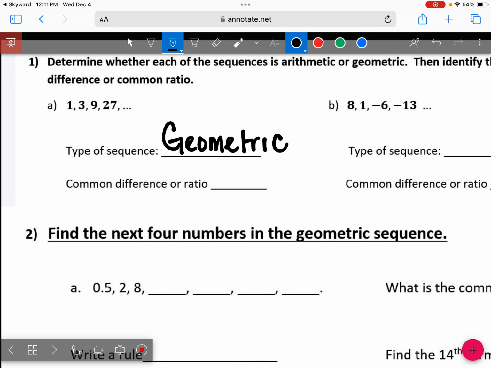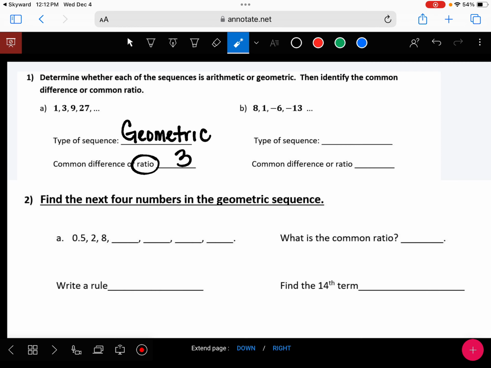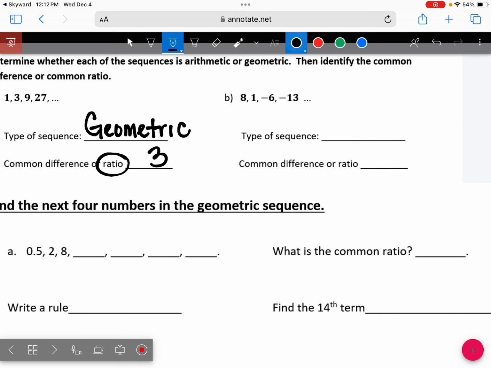And if it's a geometric, we have a common ratio. What am I multiplying by? 3. And that would be 3. And if you couldn't figure it out, you would just take the second number and divide it by the first number. So R would equal 3 divided by 1. What about question B? What kind of sequence does that appear to be? Yep, arithmetic.